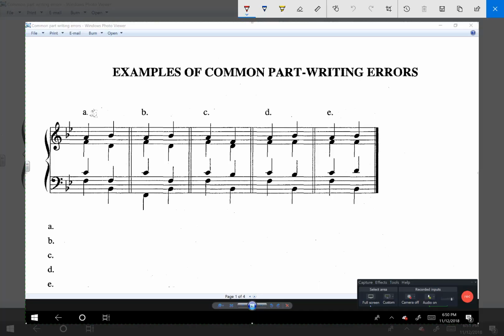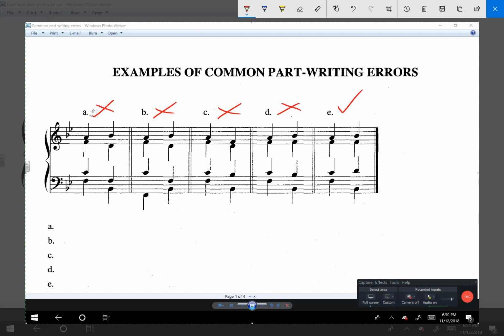Okay, AP, it's time to check our work, and just so you know, there's an error in A, an error in B, an error in C, an error in D, but E is wonderfully written. Let's talk about E first. E is a great solution.